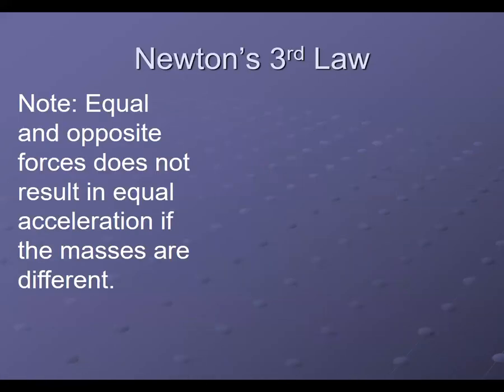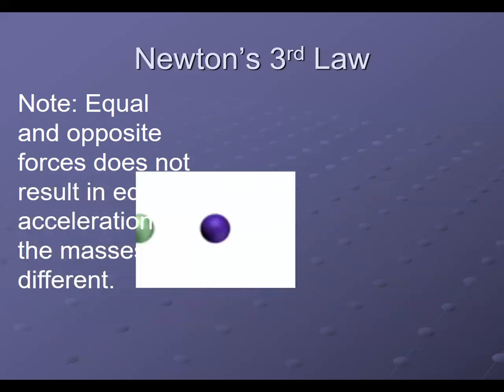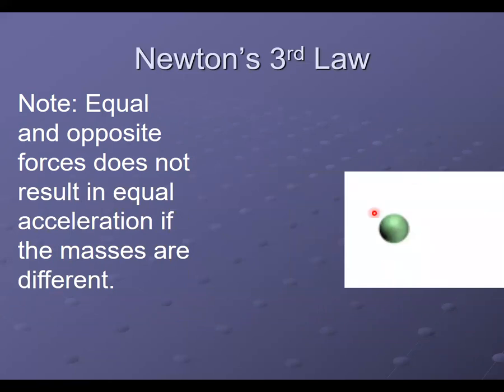Now, it's important to note that equal and opposite do not always result in equal acceleration, especially when the masses are different. So let's take a look at two little examples here. All right, here we have two objects, the green one and the blue one. The green one rolls in, and the blue one is at rest, so that object is going to stay at rest. The green one is in motion, so it stays in motion.